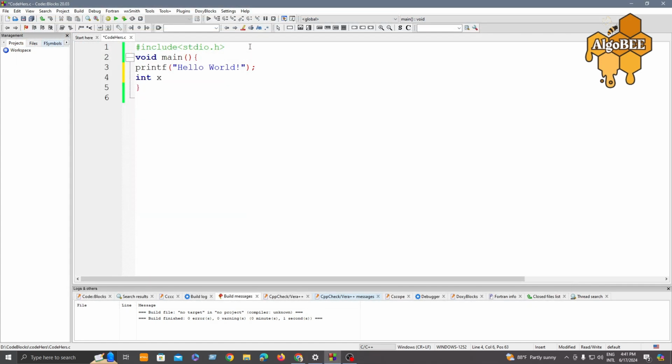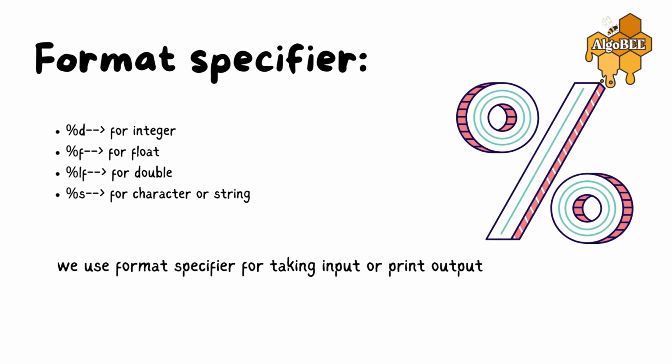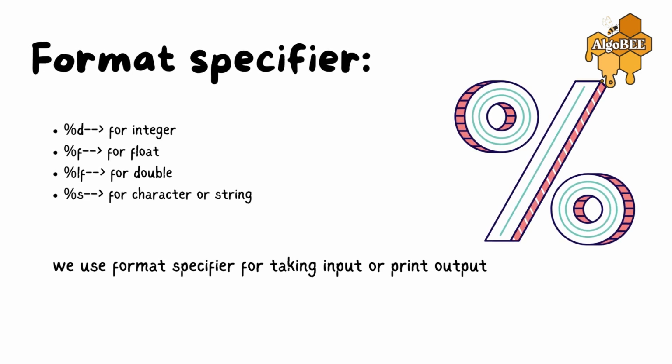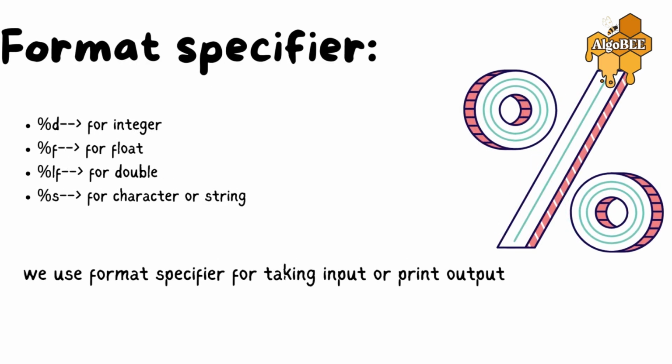Now see how to declare variables and print them on the console. When we want to print any variable, we have to specify its format specifier. For integer, we use %d, and for float, %f. For character as well as string, we use %f.